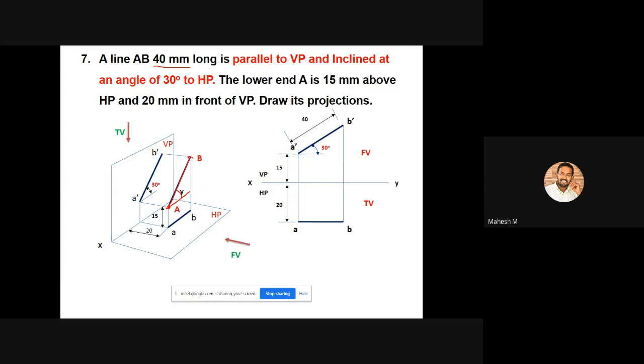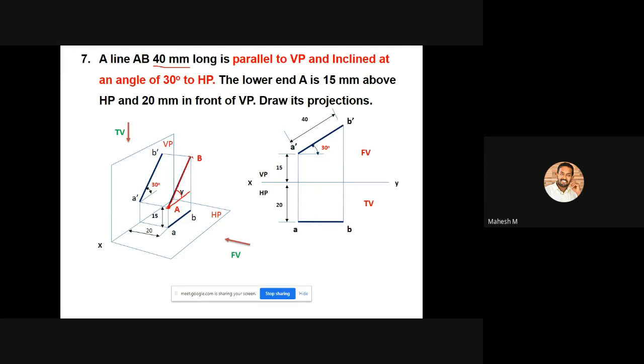So you can use your compass. Okay. So you can create a 30 degree line with the help of your protractor or else your pro circle. Then you can create a line. So the length of the line should be 40 mm. Okay, so this one is our second point.